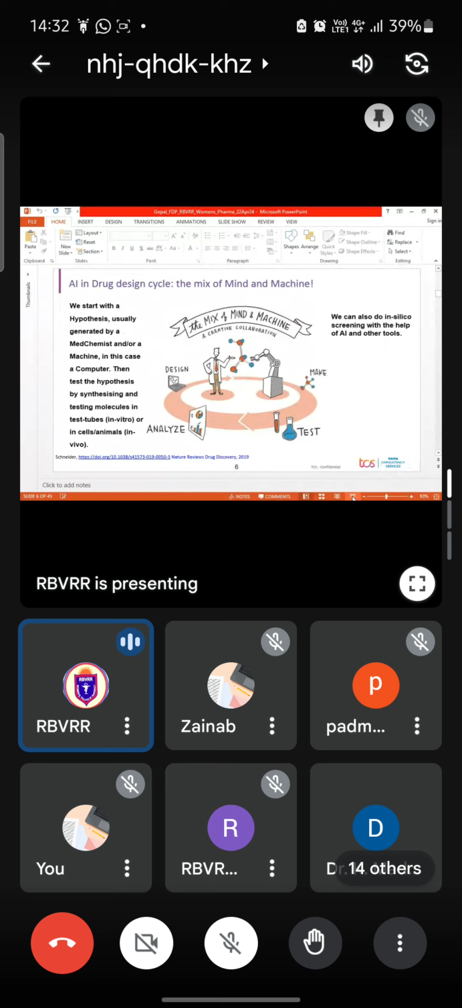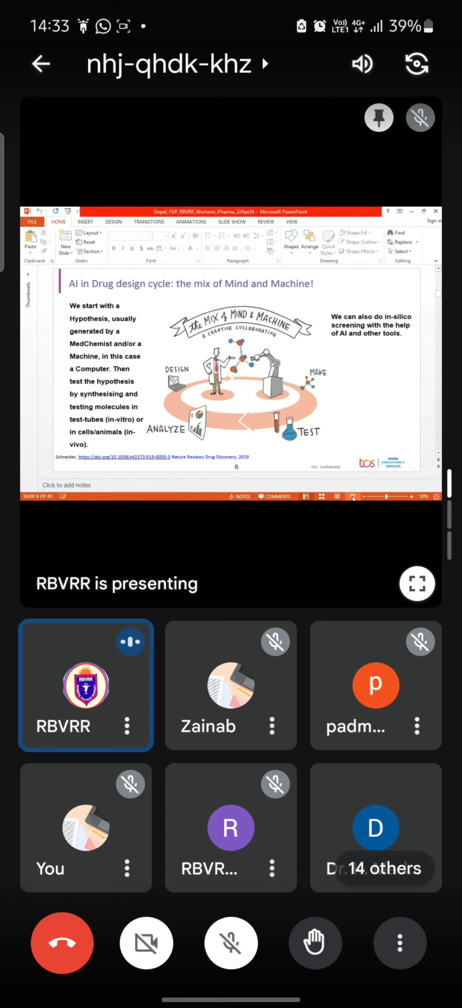We have to analyze the test data and then see, do we have to make more changes? So you generate a hypothesis, test the hypothesis, and then improve the hypothesis. You do several iterations of this hypothesis testing. Testing means you have to make the molecule, test it, and then come back to the hypothesis and modify, improve the hypothesis.